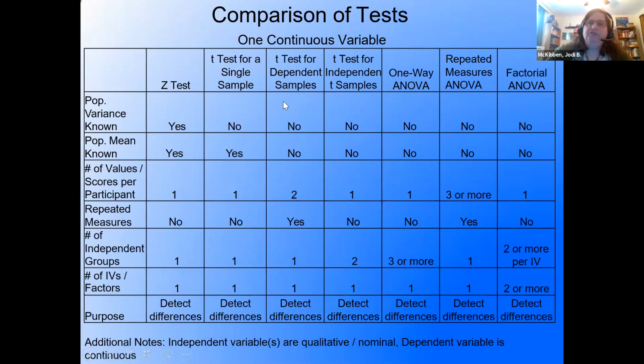Now let's move on to the t-test for dependent samples. This is the only test where people are tested twice. It's the only test where people are assessed or tested twice. Two values or scores per participant.